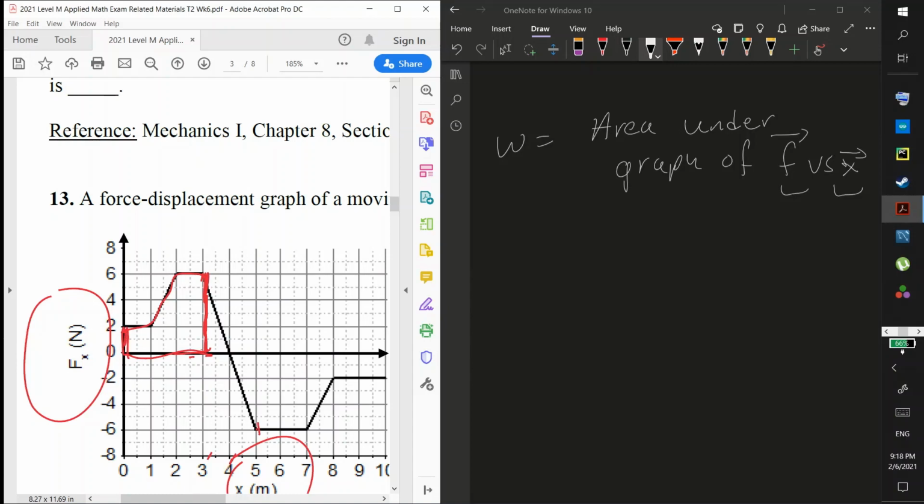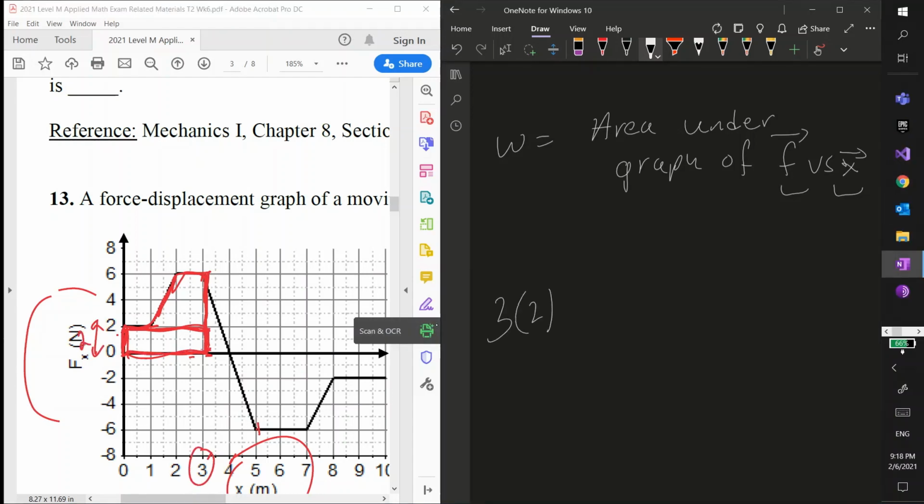This whole weird shape, yeah? Let's break it down. You have a rectangle over here. It has a height of 2 and a base of 3. So 3 multiplied by 2, plus this triangle, which has a base of 2 minus 1, which is 1, and a height of 6 minus 2, this whole distance, which is 4.